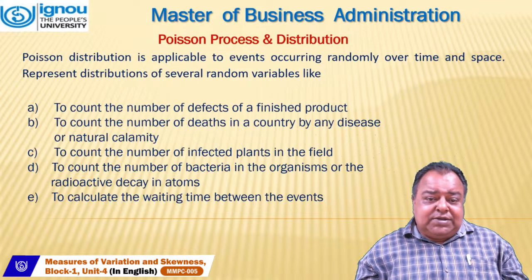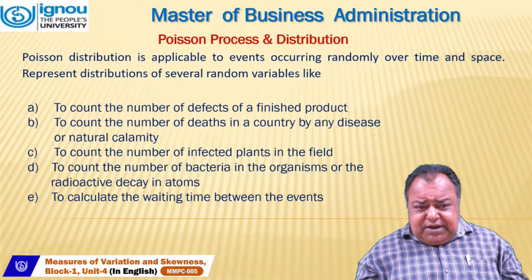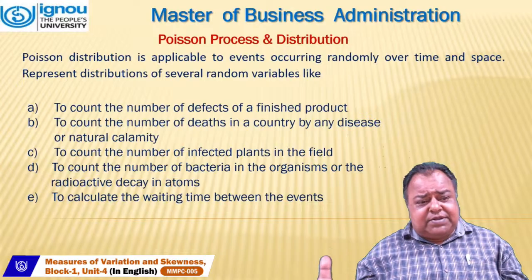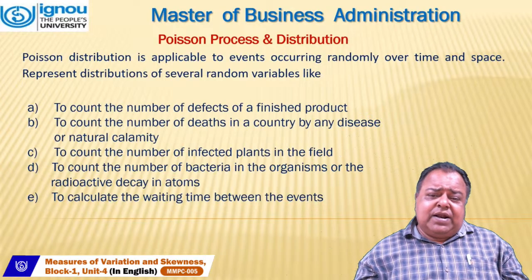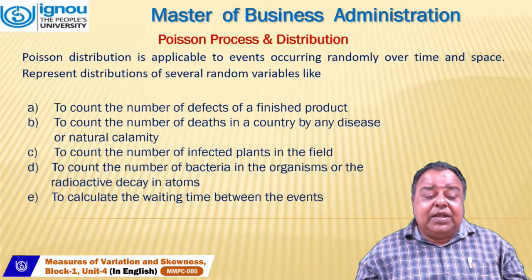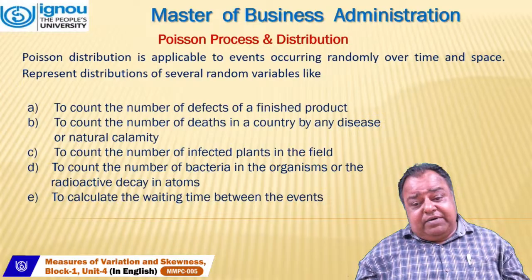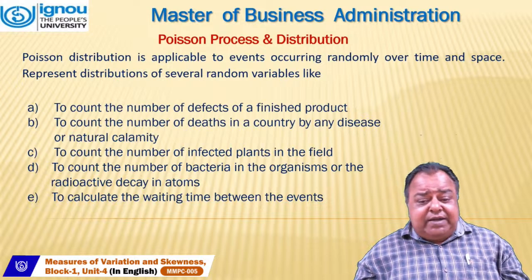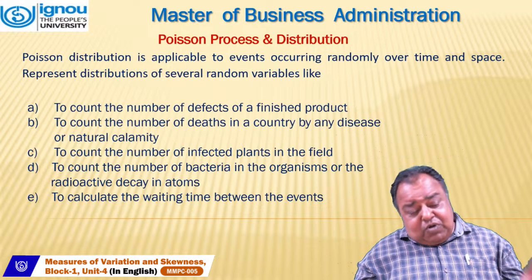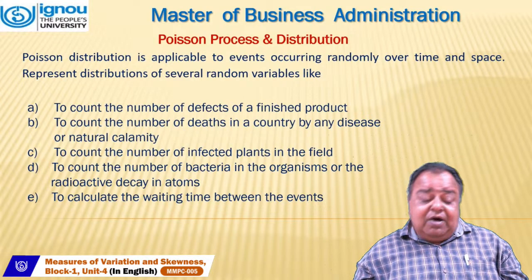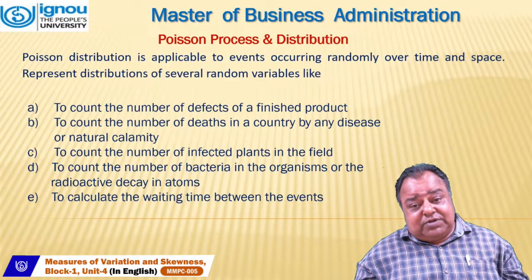Then comes the Poisson process and distribution. Poisson distribution is applicable to events occurring randomly over time and space, such as the repeated distribution of several random variables, like counting the number of defects in a finished product. See the examples: to count the number of deaths in a country by any disease or natural calamity, to count the number of infected plants in a field, to count the number of bacteria in an organism, or radioactive decay in atoms, or to evaluate the waiting time between two events.